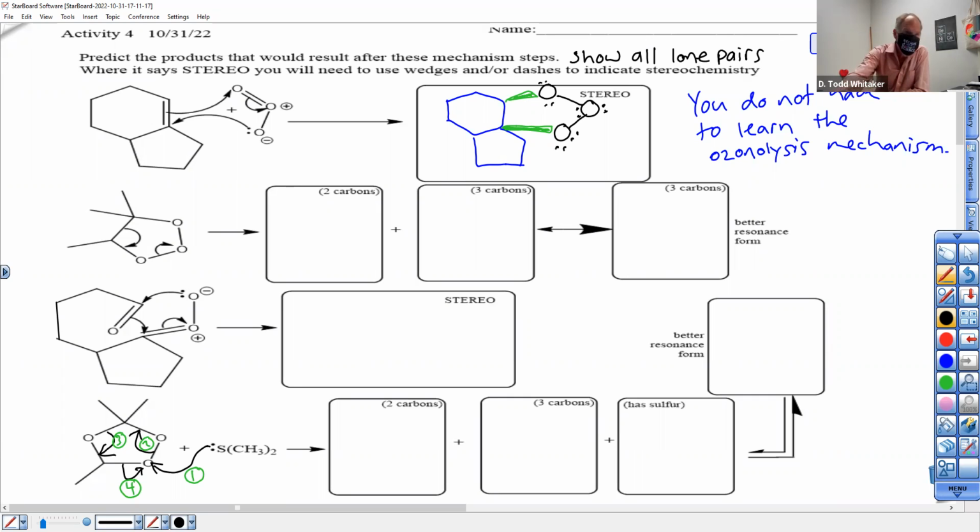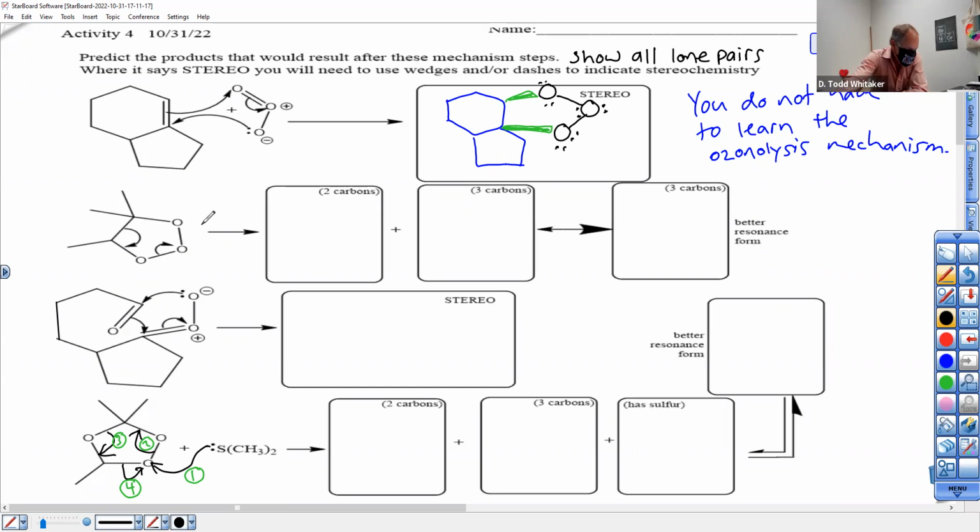Now you see what I was talking about earlier? See, this intermediate looks a lot like this one. They just have different carbon skeletons attached. So I'm showing the next step of ozonolysis with a different molecule. So here's your lysis, right? That's a cut. You're going to have a piece with two carbons and a piece with three carbons.